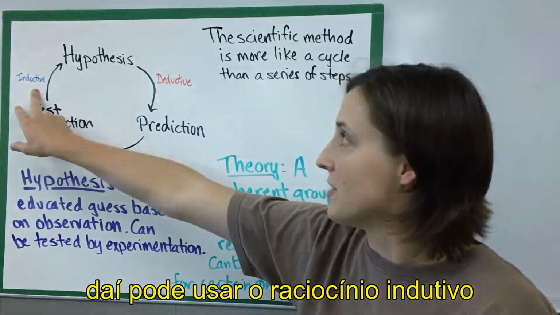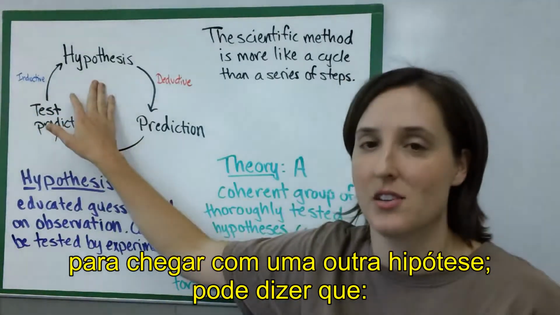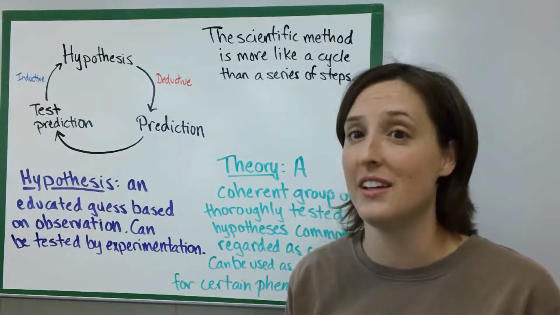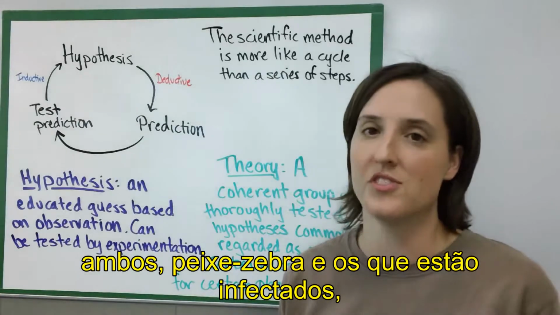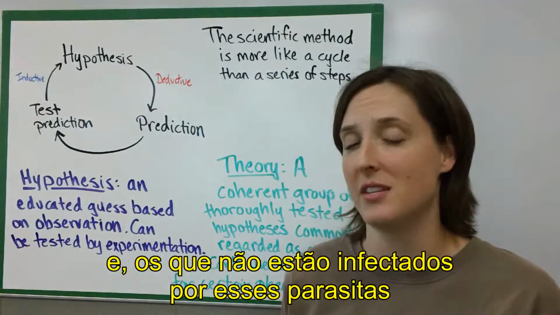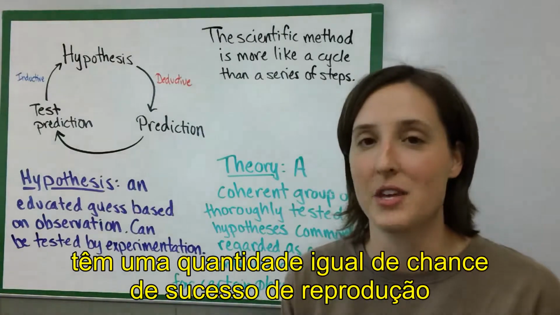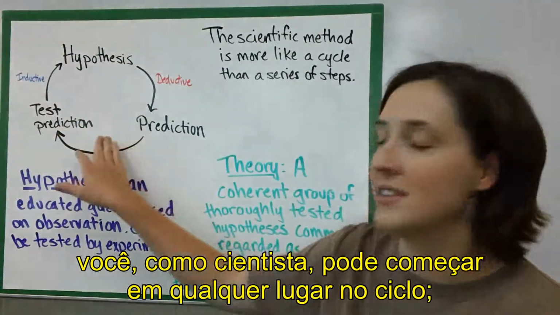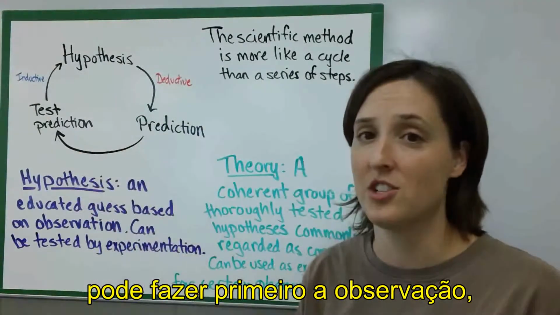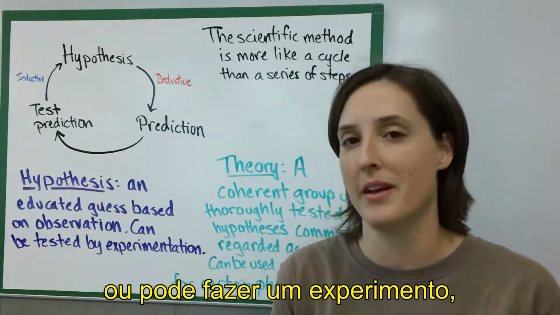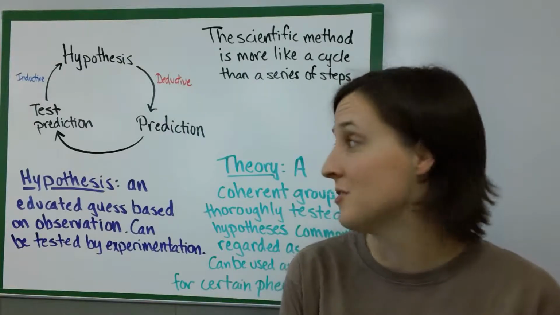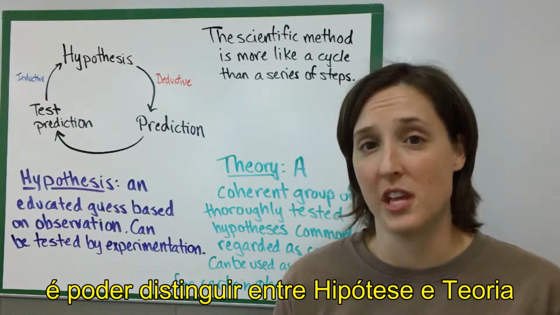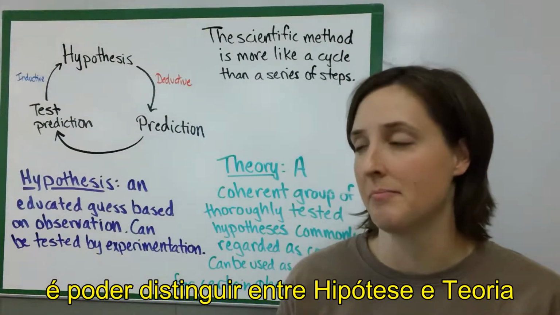Then you can use inductive reasoning to come up with another hypothesis. You can say that the blood flukes don't kill their hosts until the very end, so both the zebrafish that are infected and the ones that aren't infected by these parasites have an equal chance of success at reproduction. You can start anywhere in the cycle as a scientist. You can make an observation first, or you could be working on an experiment and have a question come up at the very end.